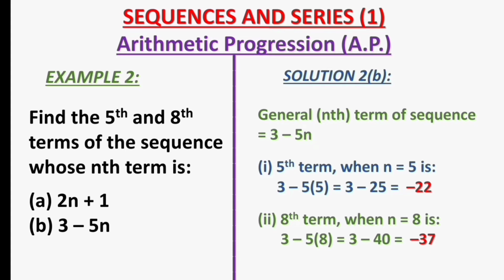In the same way, to find the 8th term, n is equal to 8. Substituting 8 for n into the general or nth term of the sequence 3 minus 5n, we have 3 minus 5 times 8, which is equal to 3 minus 40, which is equal to minus 37. Hence, the 8th term of the sequence is minus 37. I hope you got that right.